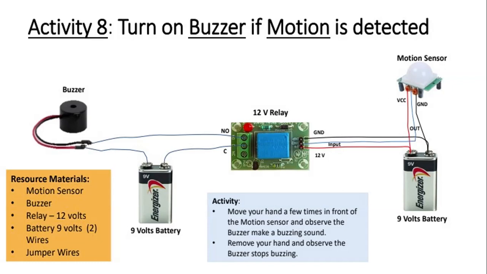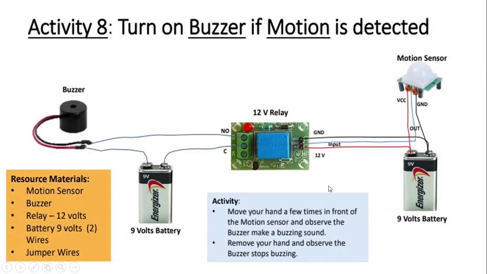The 12 volt terminal is connected with the 9 volt battery supply, and the ground is connected with the ground of the PIR sensor. Then the relay has another output, that is normally closed, normally open, and common. The buzzer has two terminals. One is connected with the normally open, and the second is the common. The common terminal is connected with the negative terminal of the battery, and the other terminal of the buzzer is connected with the 9 volt battery.